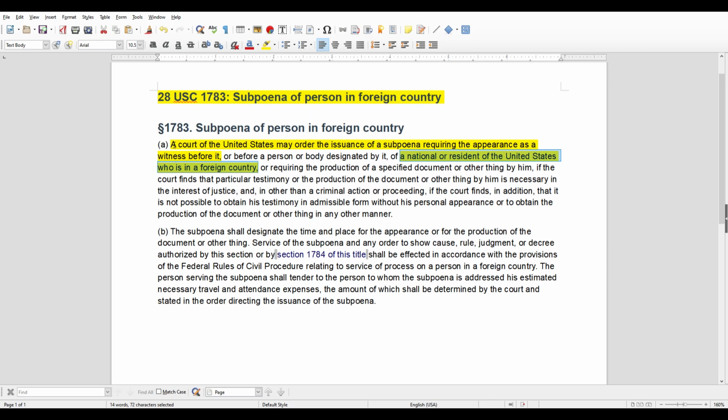And it basically reads: a court of the United States may order the issuance of a subpoena requiring the appearance as a witness before it. They may require a national or resident of the United States who is in the foreign country to come back to the United States and answer questions regarding a particular case, or to produce documents, videos, and so forth.